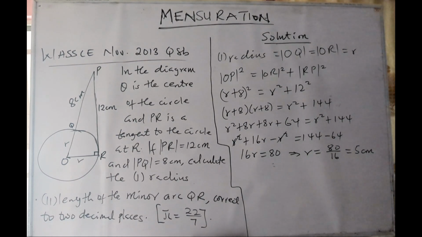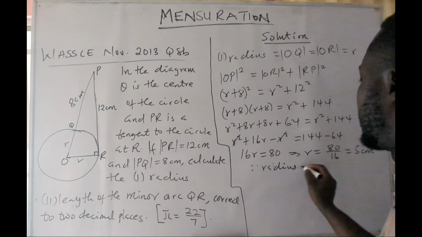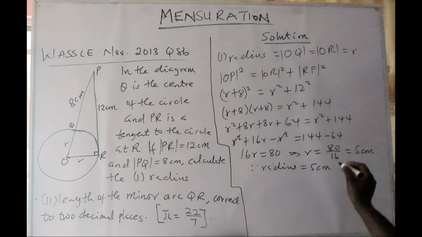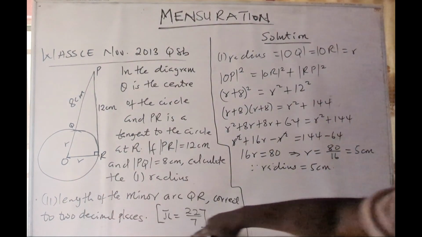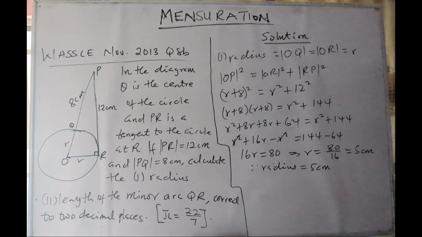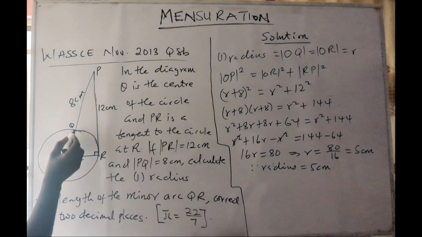So the radius is 5 centimeters. Therefore, the radius is equal to 5 centimeters. It is so simple. Then we are going to find the length of the minor arc QR, correct to 2 decimal places. So my minor arc is here.